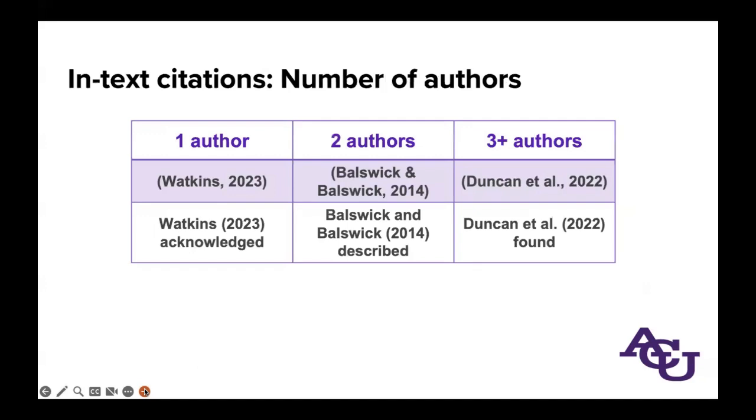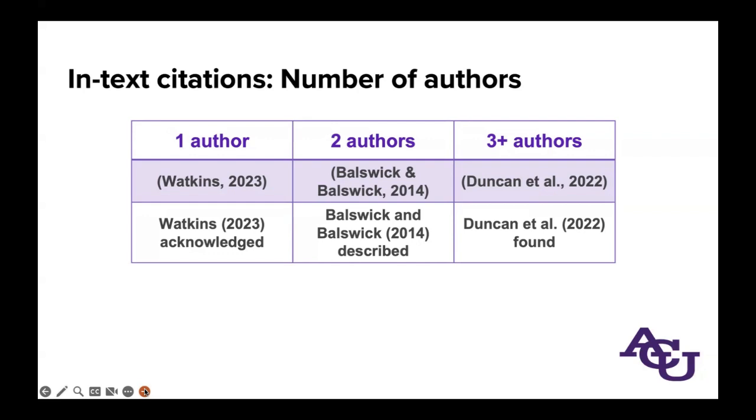Here's a handy dandy table that reviews how to format in-text citations for different numbers of authors. If you have one author, you're obviously just going to use their name. In the parentheses, it would be Watkins, comma 2023, or if you wanted to name Watkins in your sentence, Watkins, parentheses 2023, acknowledged, blah, blah, blah. For 2 authors, we again have the Balswick examples, Balswick and Balswick, comma 2014, in parentheses with the ampersand between their names, or Balswick and Balswick 2014 described, with their names connected by the word and.